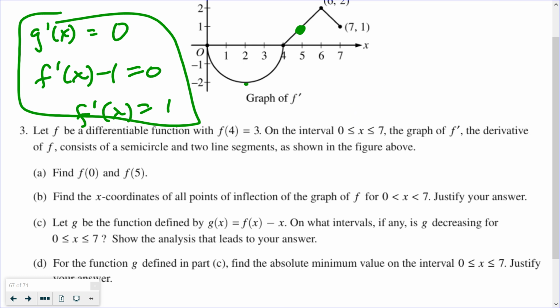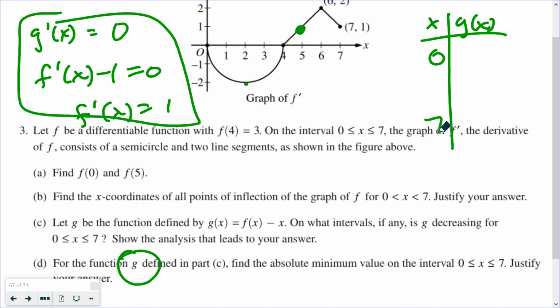Okay, you get a point if you did any of that. And then last, you just got to do your table. You've got x, you've got g of x, because we're trying to find the absolute minimum of g. And as long as on this you put your endpoints, 0 and 7, and then you had to put your one critical point, which was 5, correct, everyone?